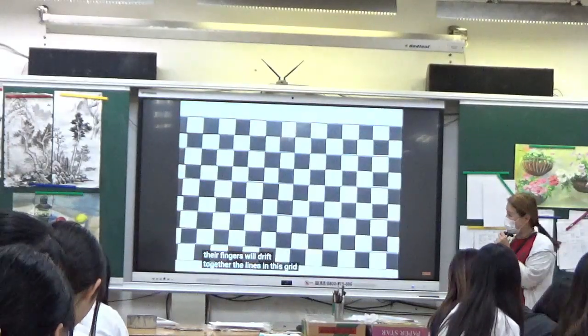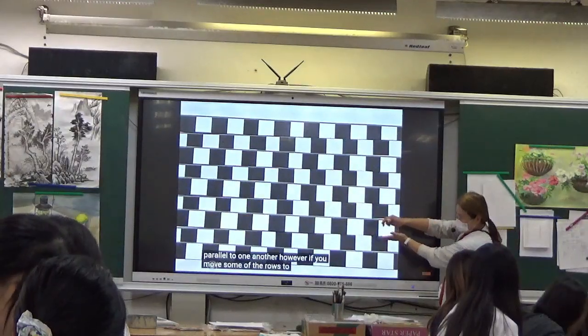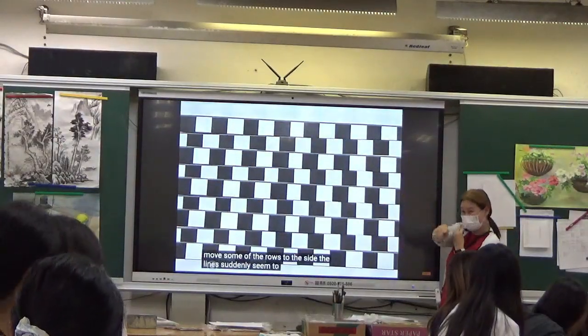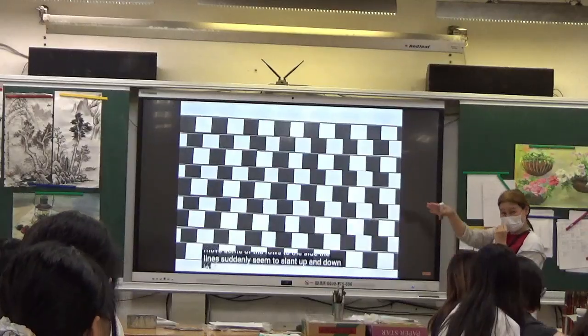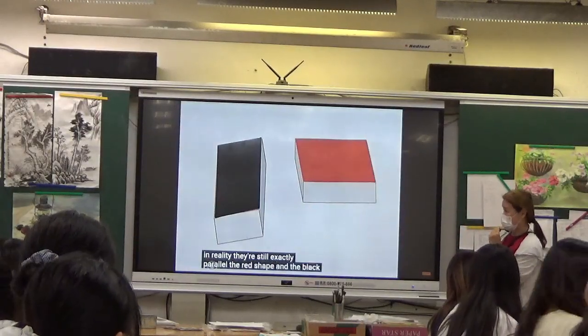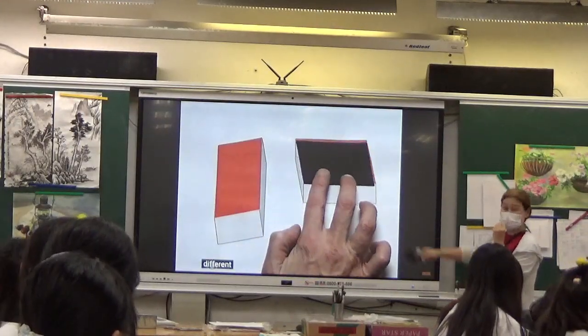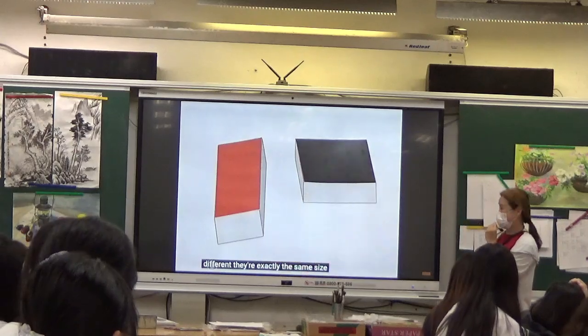The lines in this grid are parallel to one another. However, if you move some of the rows to the side, the lines suddenly seem to slide up and down. In reality, they're still exactly parallel. The red shape and the black shape look completely different. They are the same. They're exactly the same size.